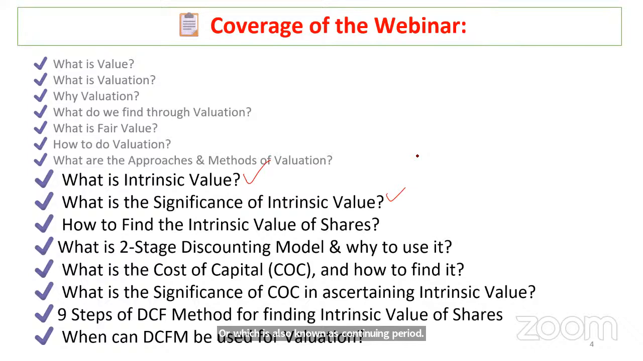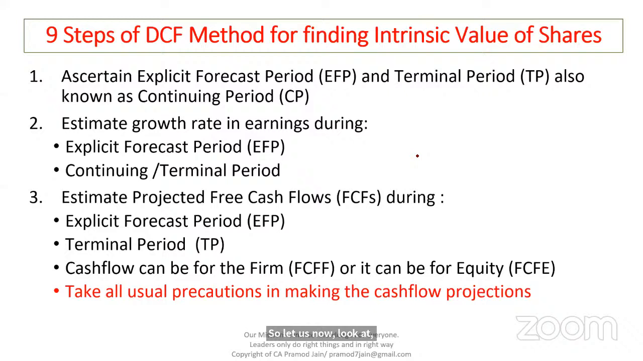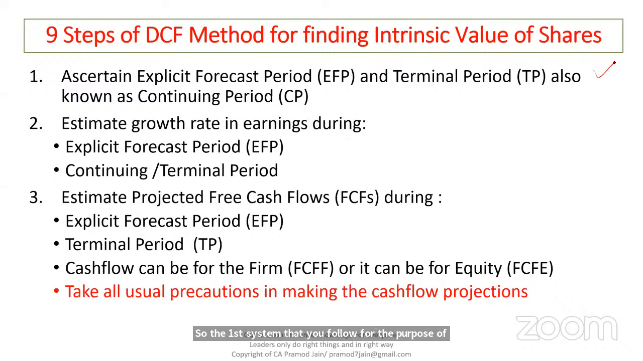So what you do in the case of the discounted cash flow method is break the life of a company into two parts: the explicit forecast period and the terminal period. So let us now look at the 9 steps for finding out the intrinsic value of shares. The first step is to divide the life of the entity into two phases. Phase number one is the explicit forecast period, and phase number two is the terminal period.